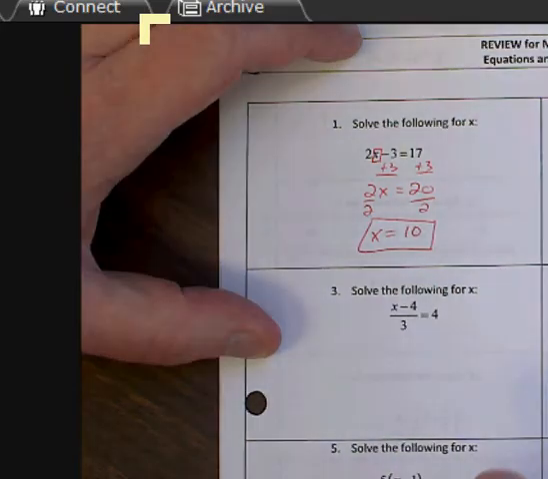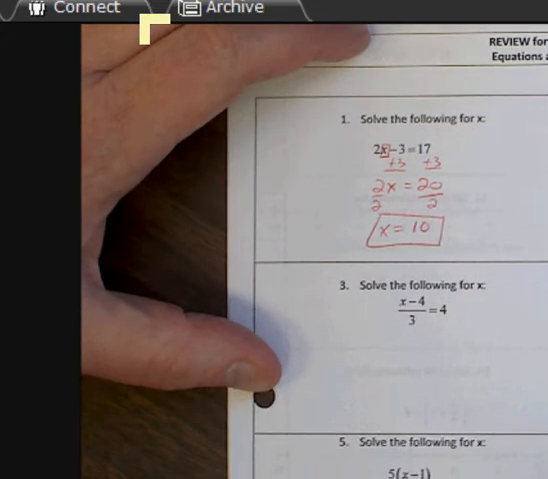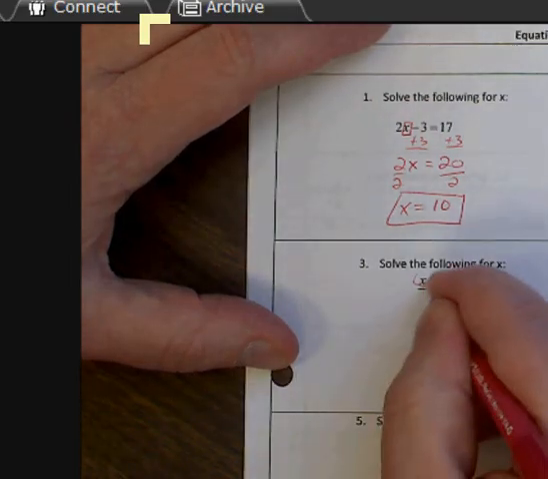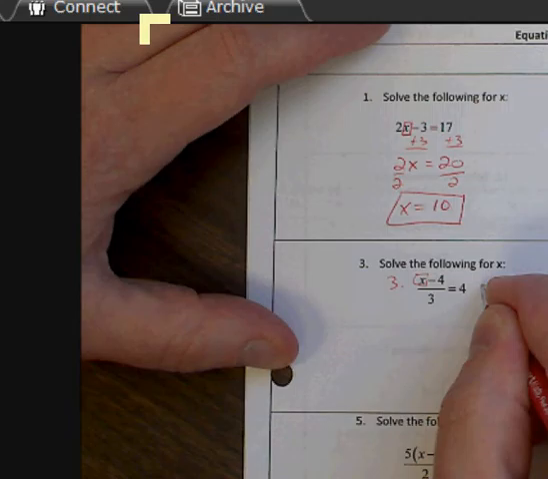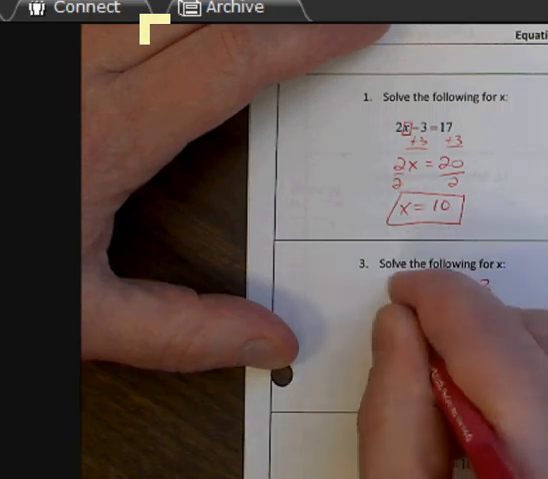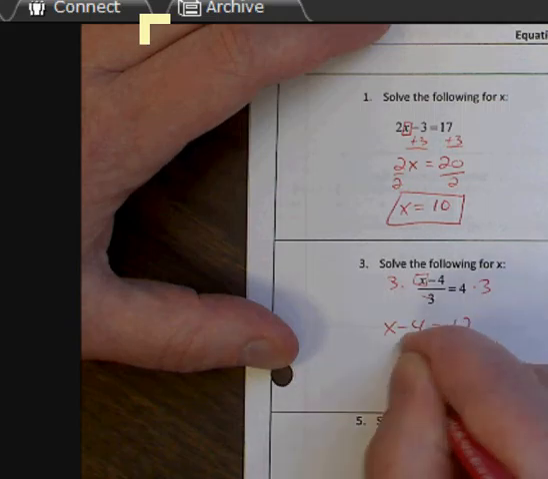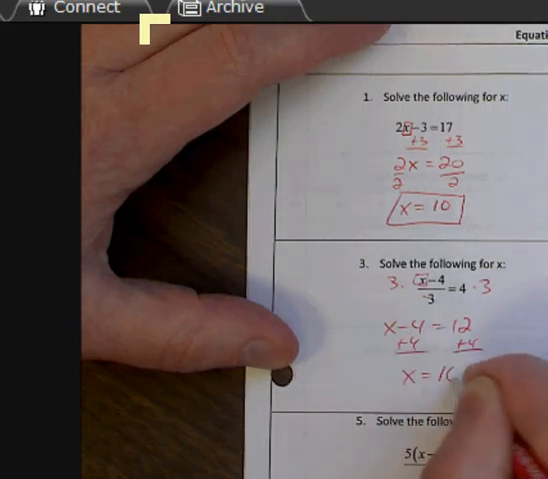Okay. For number 3, we're going to solve for x, so I got to get this by itself. I'm going to multiply by 3 on both sides. Cancels over here. I get x minus 4 equals 12. I'm going to add 4 to both sides. I get x equals 16.